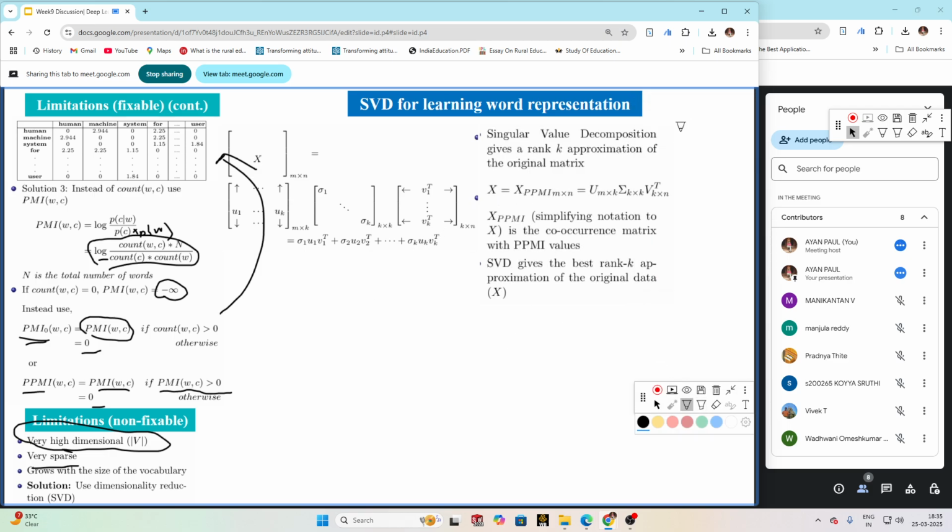Singular value decomposition, we all know how we write SVD. We write U, then a sigma matrix, and then a V matrix. What is the order of U? U is M cross K. What is sigma? That is K cross K. And V is K cross N. This is the order of all the three matrices of this SVD decomposition.